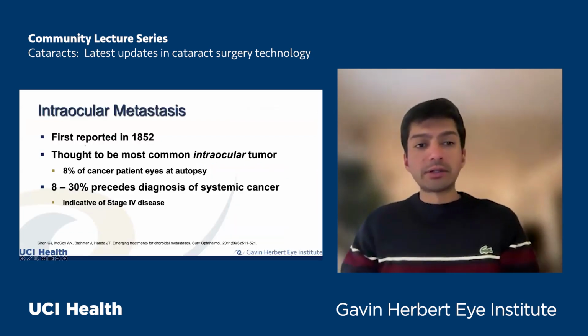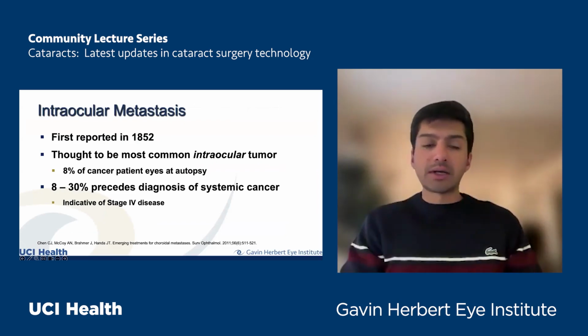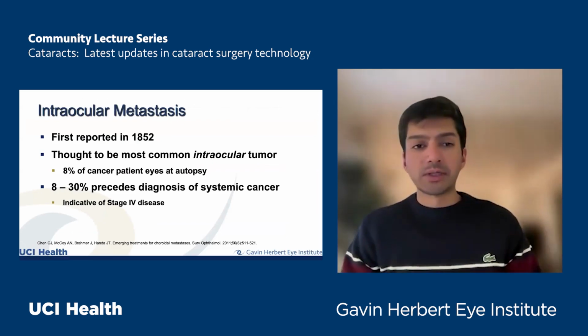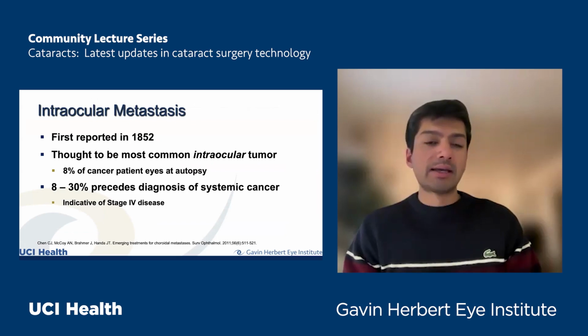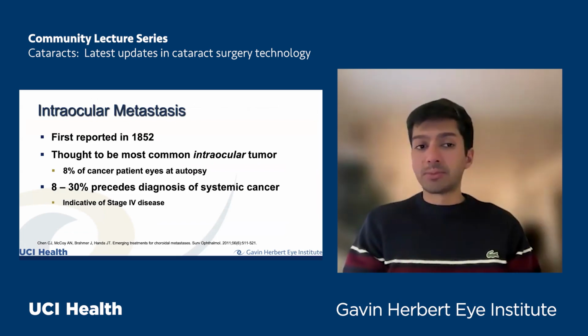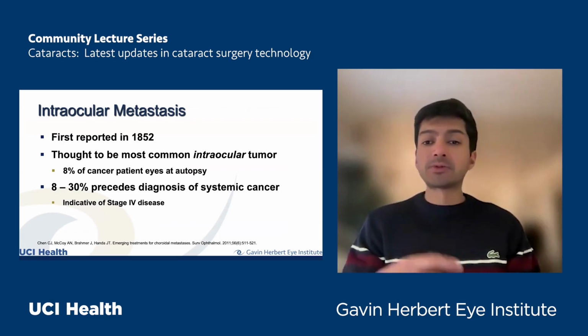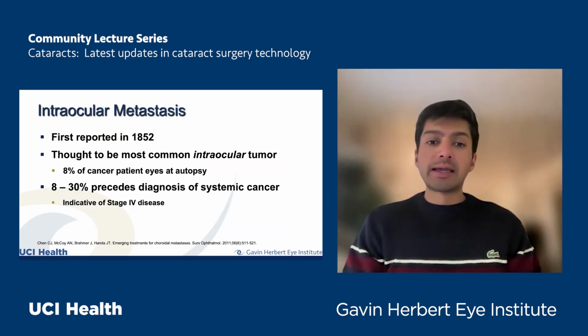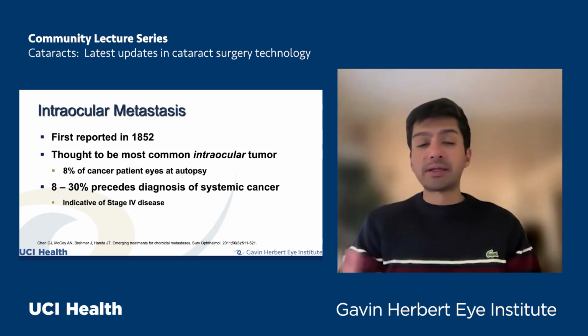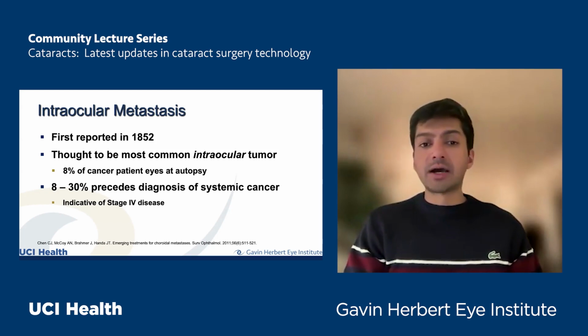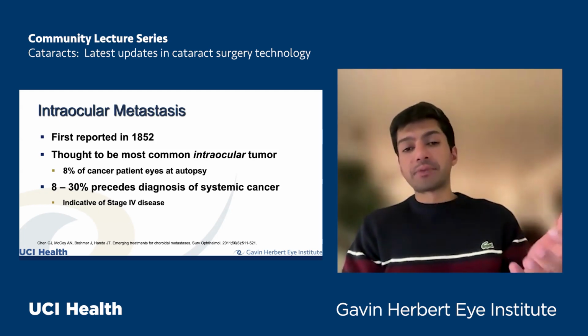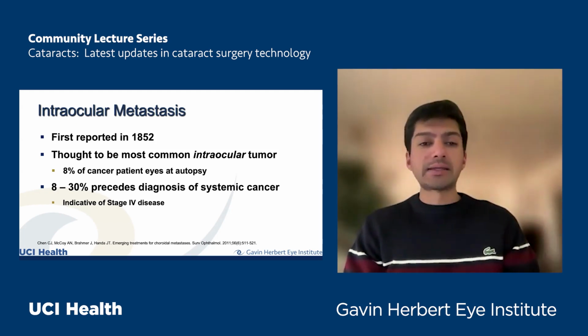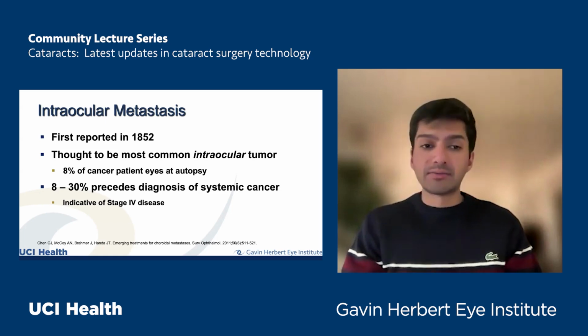So I want to switch gears a little bit to talk about the most common intraocular tumor, and then we'll wrap this up with treatment for any of these lesions. Intraocular metastasis is really important. We've known about it for a very, very long time. It's thought to be the most common intraocular tumor, and the incidence is even higher because many of these are asymptomatic. Patients are unaware that there is a spread to their eyes, because it's not affecting their vision.